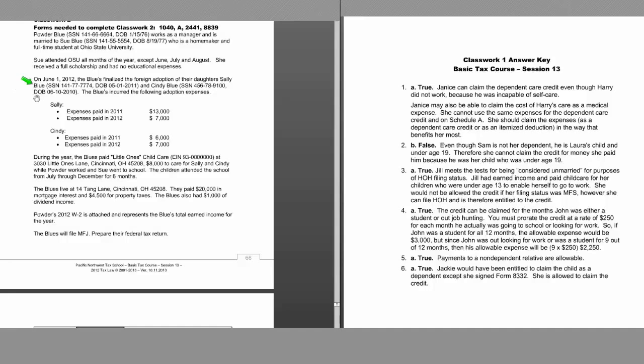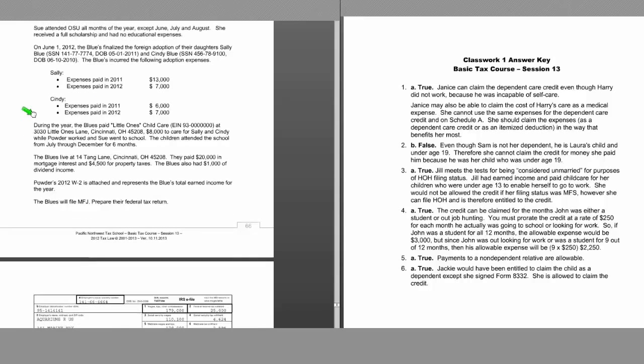The Blues incurred the following expenses, and you can see here that Sally has expenses of $13,000 that were paid in 2011 and another $7,000 paid in 2012. For Cindy, the expenses paid in 2011 totaled $6,000, and those paid in 2012 totaled $7,000. During the year, the Blues paid Little Ones Child Care at 3030 Little Ones Lane, Cincinnati, Ohio, $8,000 to care for Sally and Cindy while Powder worked and Sue went to school. The children attended the school from July through December for 6 months.